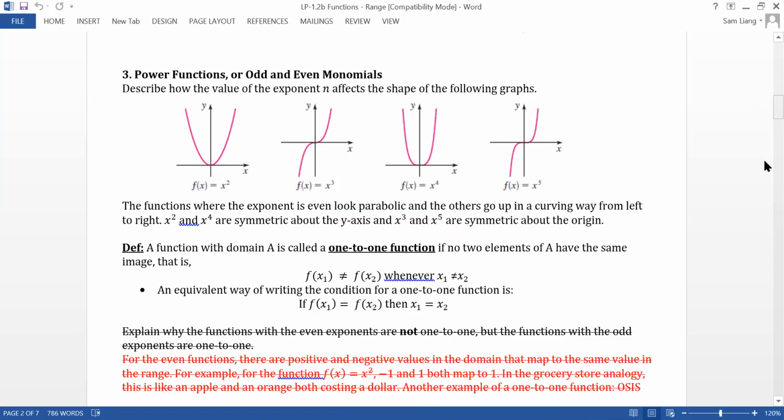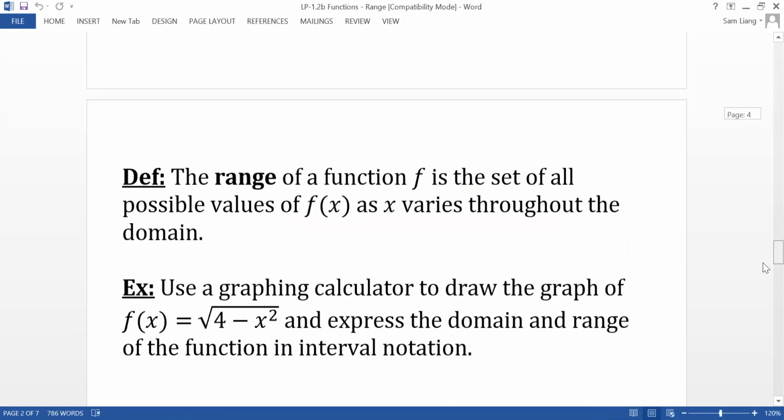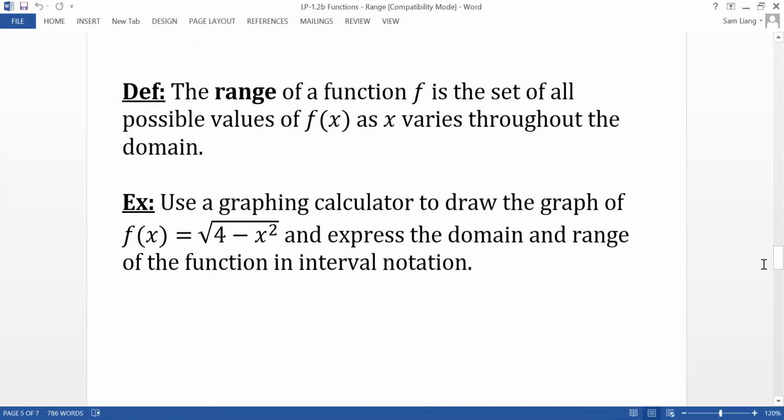All right. So for your definition, here it is. The range of a function f is the set of all possible values of f of x as x varies throughout the domain. And by the way, just to keep the video concise, I'm going to be speeding through the definition, so I won't pause the video. So for you to copy the definition, please pause the video on your own. I'm just doing that to save time.